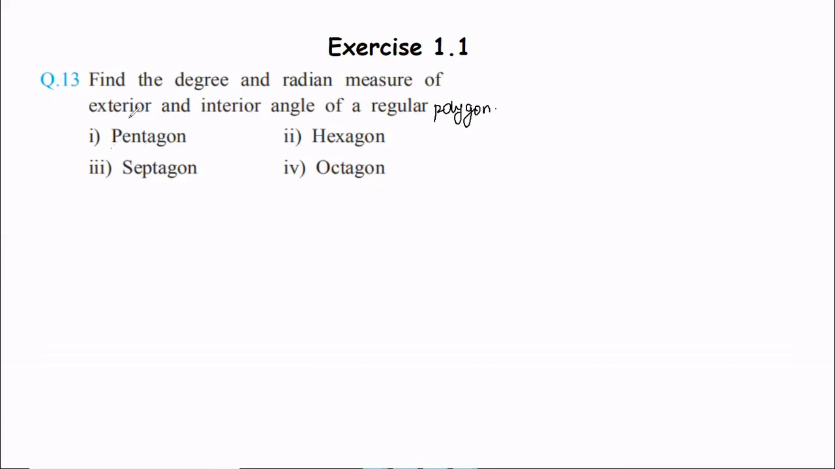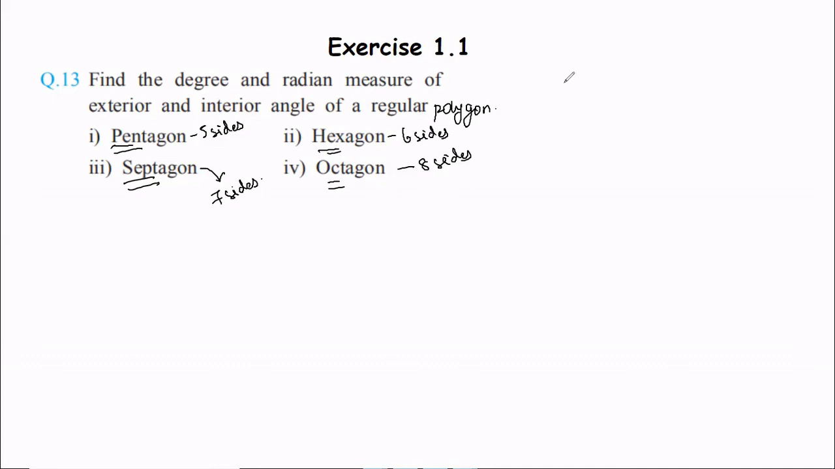Pentagon basically means a 5-sided polygon. Hexagon means a 6-sided polygon. Octagon means 8-sided. And septagon means it is a 7-sided polygon. According to the number of sides, the interior and exterior angle will change, right? They will depend on the number of sides of a polygon. So let's first understand the concept of how we can determine the exterior angle using the number of sides of a polygon, and accordingly we can also find interior angles.